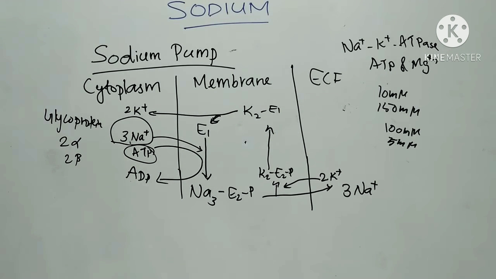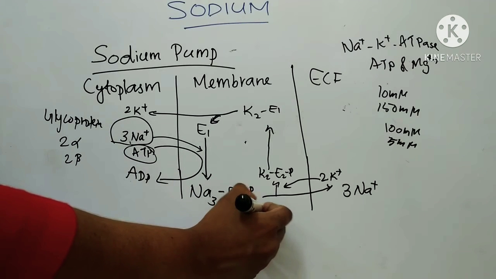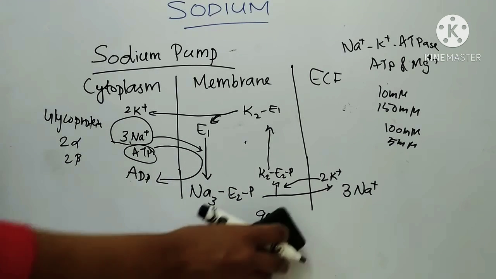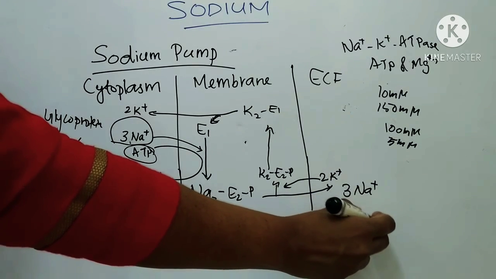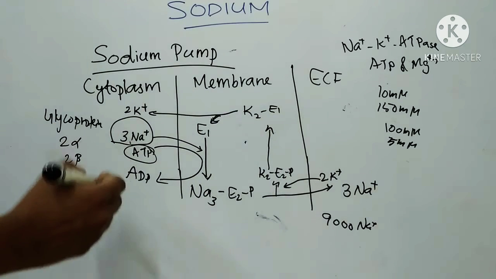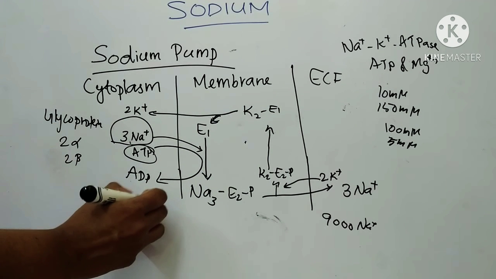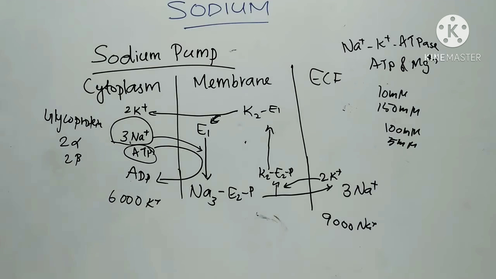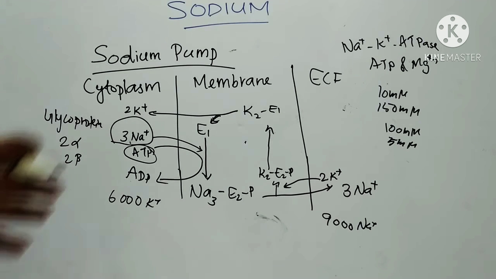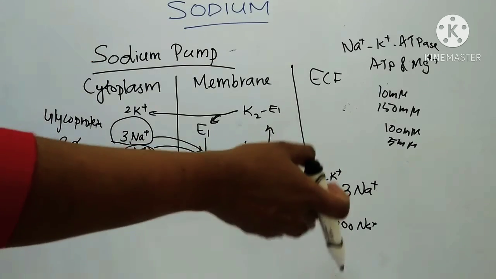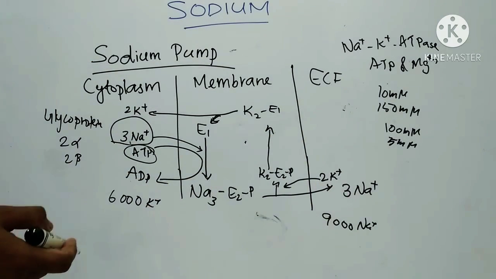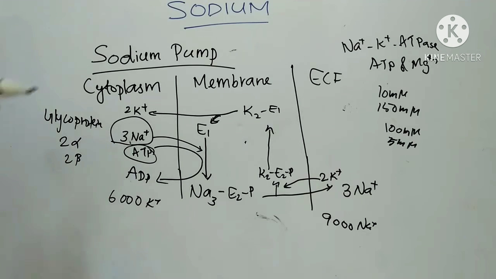In this way, each sodium potassium pump transfers 9,000 sodium ions outside and 6,000 potassium ions inside the cell in 1 minute.